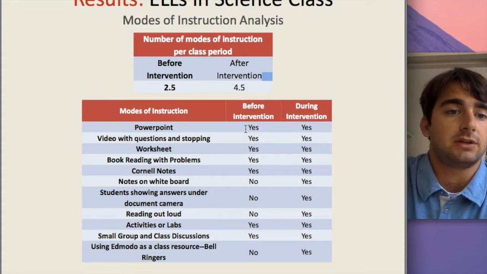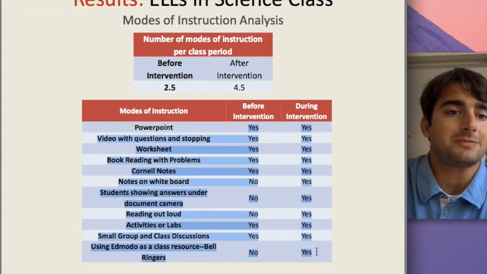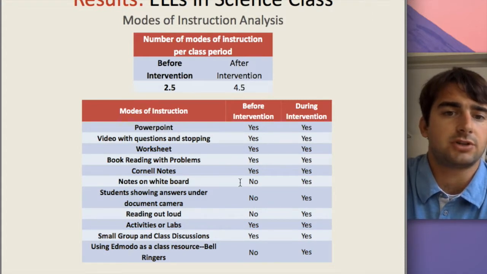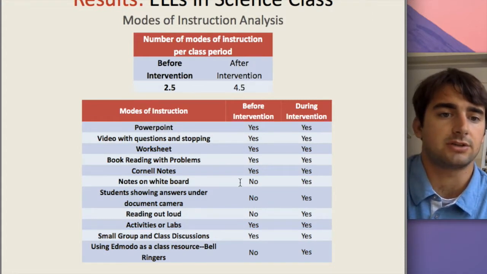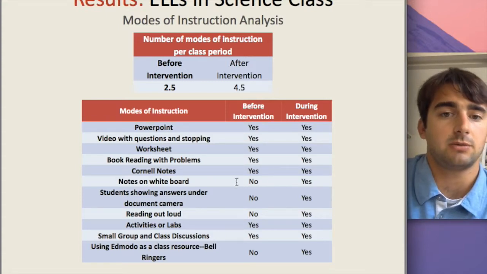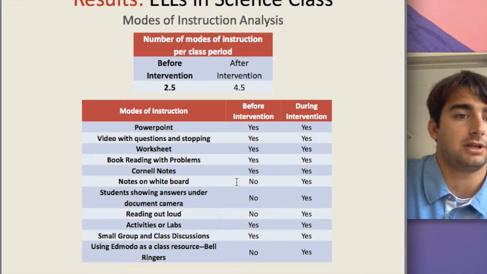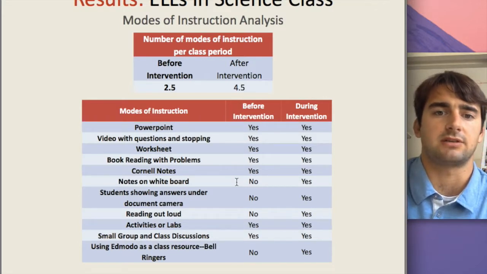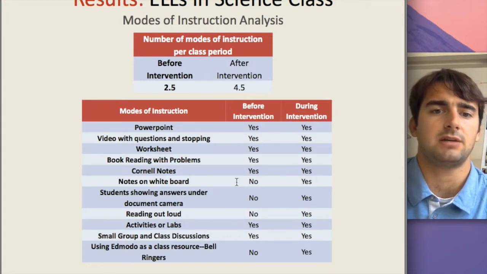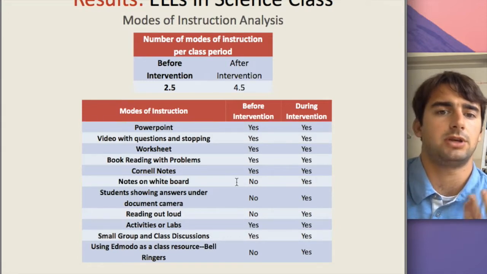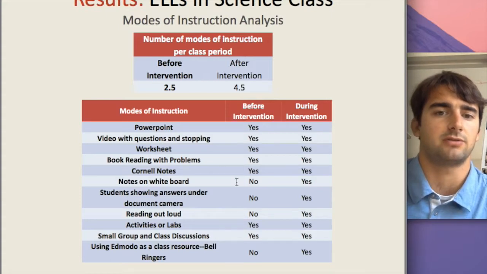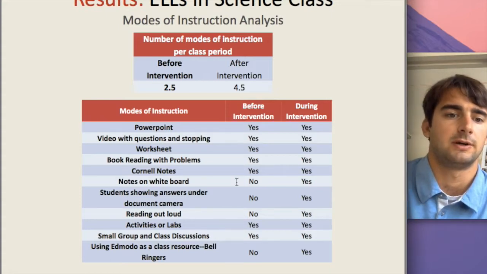Down here, we can see the different modes of instruction that I used before the intervention and during. There were a few types of instruction that I incorporated during the intervention, which was more notes on the whiteboard, students showing answers under the document camera, so having students actually get to the board and talk to other students, showing their answers and having a discussion. Lastly, reading out loud I found to be more effective, and I actually was taking another course at the time on close reading and found that hearing the words can also help ELLs. So that's another form of information delivery.